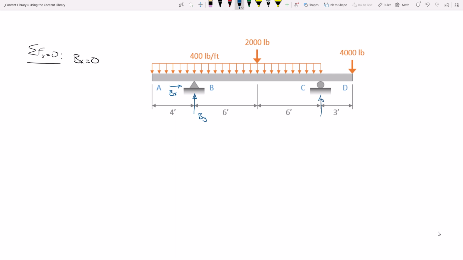We have a roller here, so we have a reaction right there. So 3 reactions, 3 equations of equilibrium. Now, what I'm going to do is take this distributed load and collapse it into a single point load. Well, how many feet is it acting over? So that's 4 and 6 is 10, 6 is 16. So I have 400 pounds per foot over a distance of 16 feet. What's 400 times 16? 6,400? Did I do that right? So I need to collapse that into a load of 6,400 pounds, and how far over from A am I going to place that?